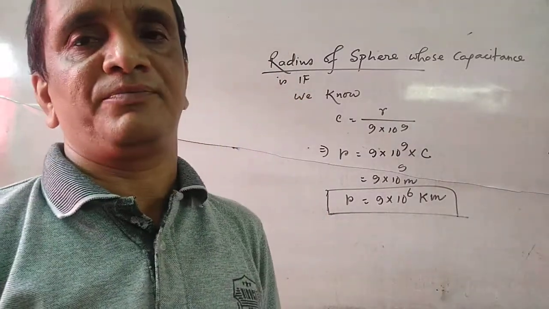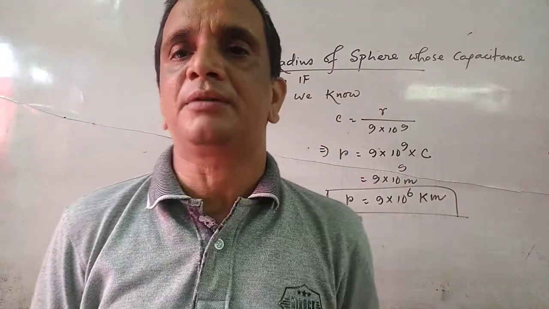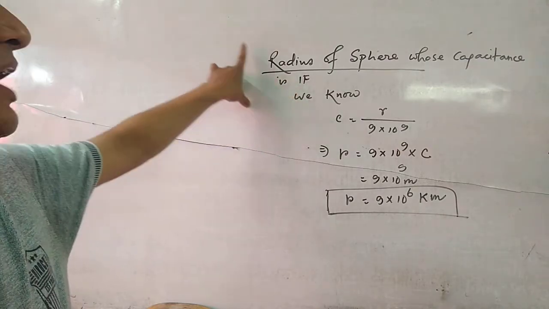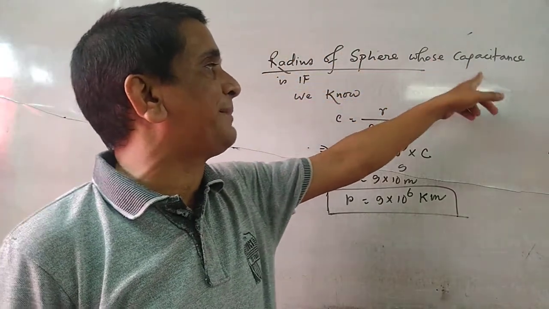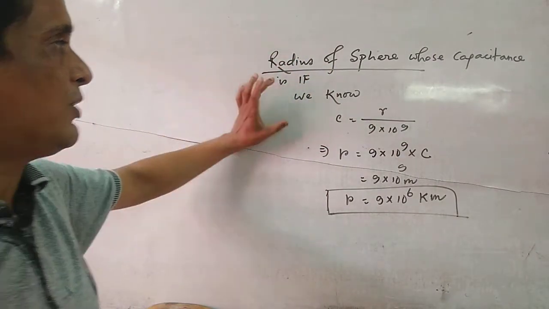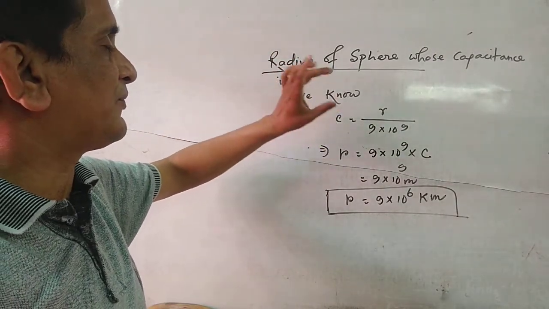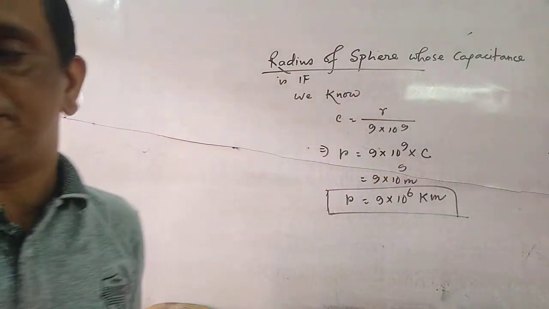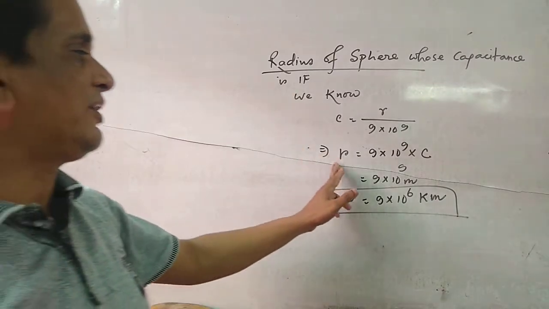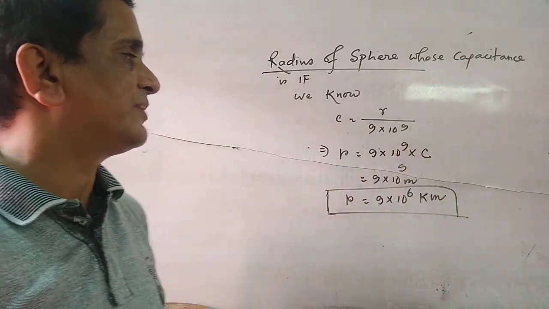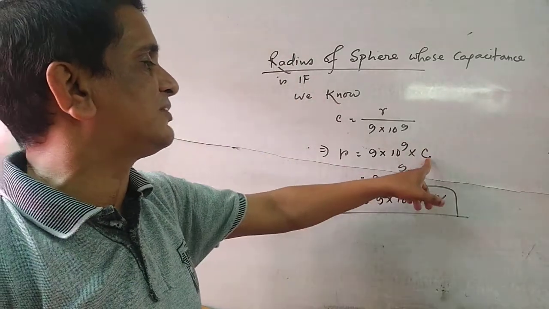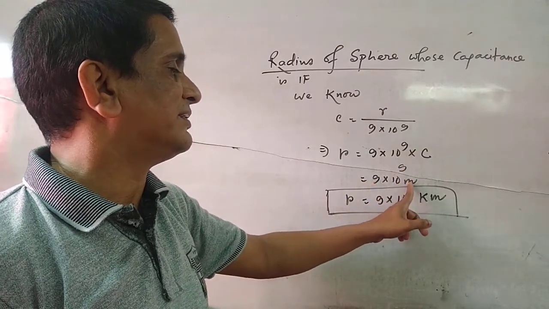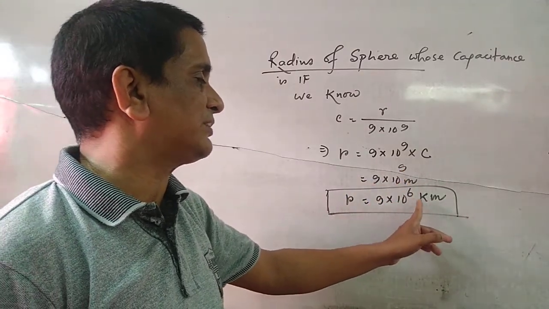Now let us find the radius of a sphere whose capacitance is 1 farad. We know for a sphere, C equals R by 9 × 10^9. This implies R equals 9 × 10^9 × C. If capacitance is 1 farad, then C equals 1. So if you put the value of 1, the result will be 9 × 10^9 meter. It means R equals 9 × 10^6 kilometer.